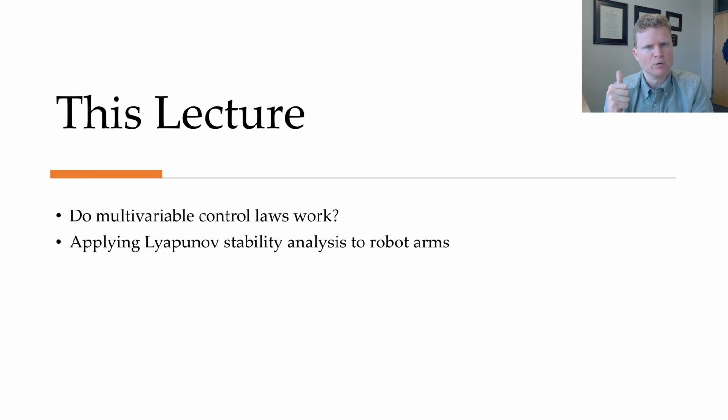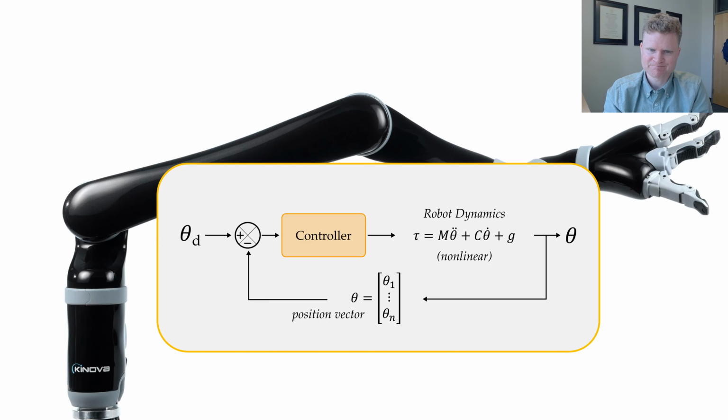First, I'm going to think about multivariable control laws and try to convince you that they work. In order to do this, I'm going to apply Lyapunov stability analysis to robot arms. All right, so let's get started with the block diagram we talked about in our previous lecture. Now, this is a diagram for a multivariable control law.